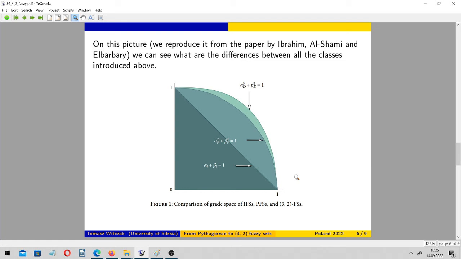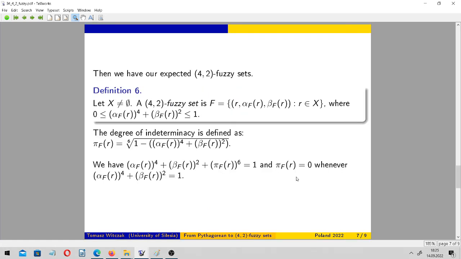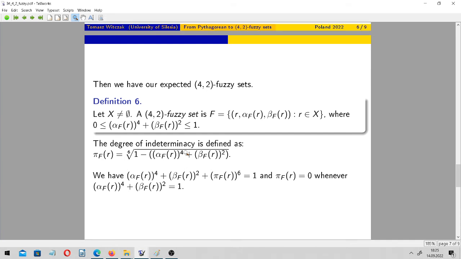And then we may think about 4-2 fuzzy sets. Again, the idea is simple and is similar to those ideas which I've already mentioned. We have that alpha to the power of 4 plus beta to the power of 2 is lesser than or equal to 1. We have the degree of indeterminacy. In this case, it's the 6th root. Everything is similar, nearly the same.